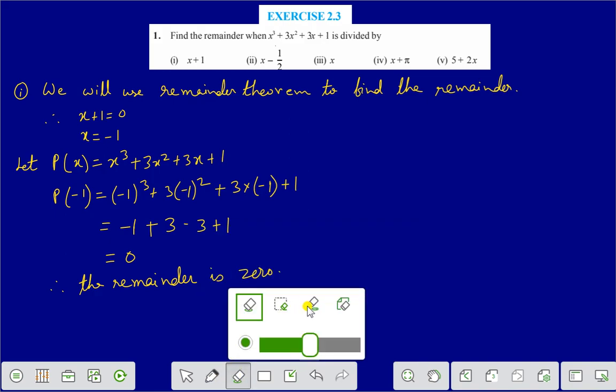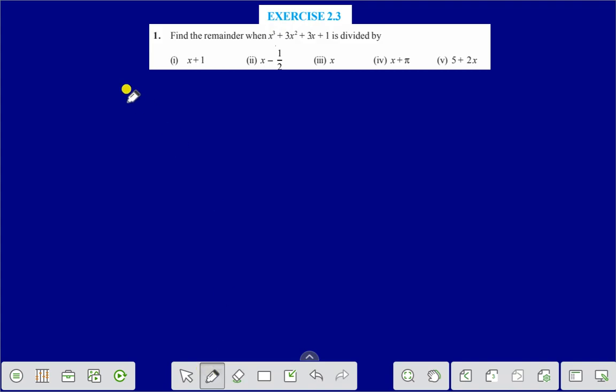To solve question number 2, we are applying here the remainder theorem. Question number 2 is x minus 1 by 2 is equal to 0. Therefore x is equal to 1 by 2. Let p(x) is equal to x cube plus 3x square plus 3x plus 1.